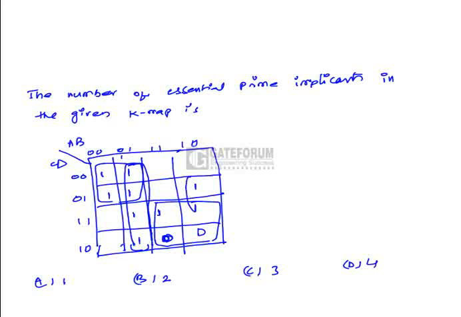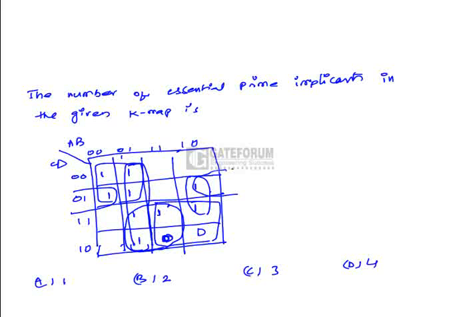So this is one pair, and this is one pair, and these 4 also can form a quad. So here the number of prime implicants: this one quad is 1, this one more quad 2, this quad 3, this quad 4, this quad 5, and this is 6. So in total we have 6 prime implicants.